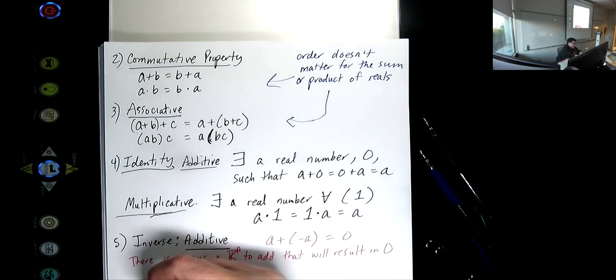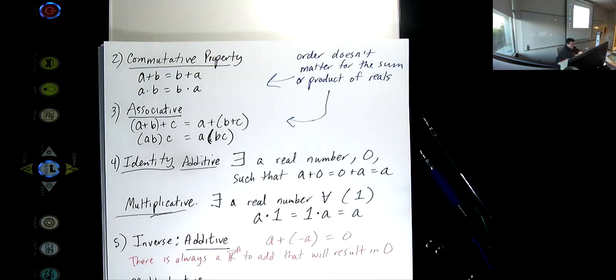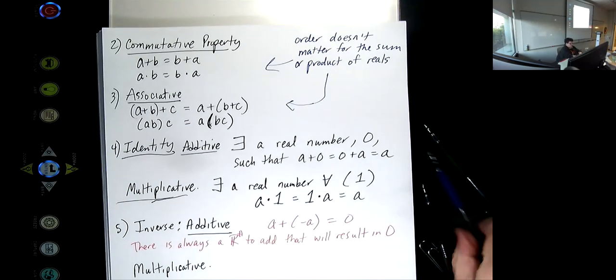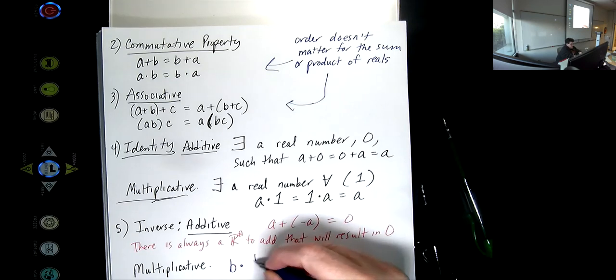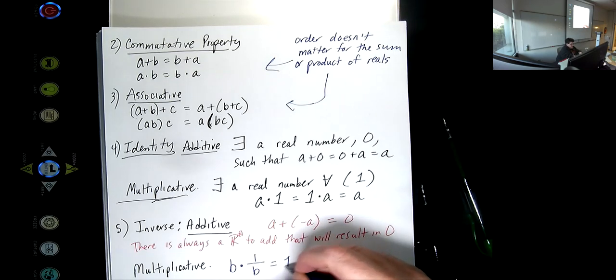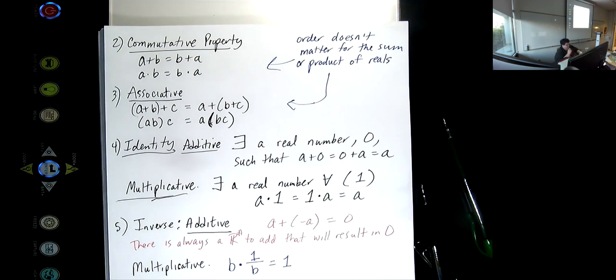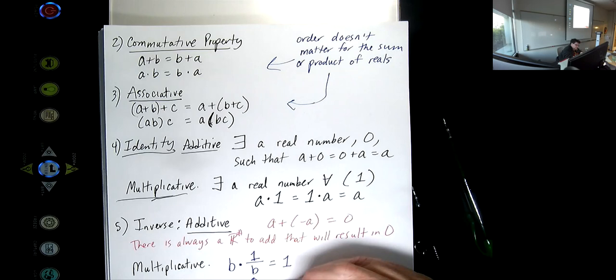The multiplicative one is not where we end up with 0, but where we end up with 1. So b times 1 over b equals 1. So 1 over b is the multiplicative inverse.